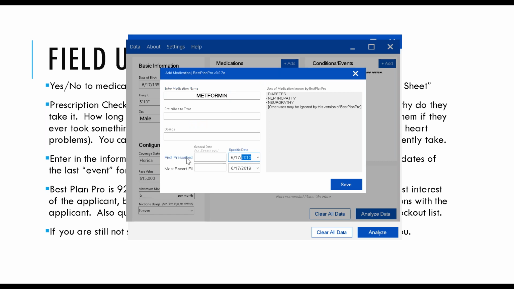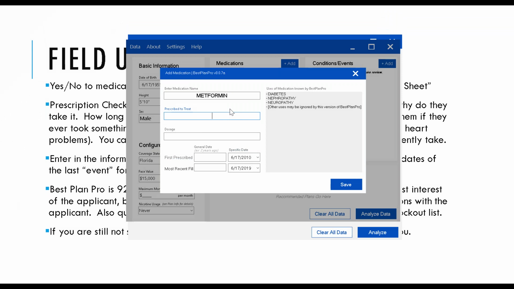Okay, first prescribed, most recent fill. Now, you don't have to ask them the most recent fill on medications they're currently taking, but you do have to ask the most recent fill on medications that they don't take, like in my example before, gabapentin. If they took gabapentin in the last year, you absolutely want to enter it into the analyzer, and then you would put that the last time they filled it was last year.